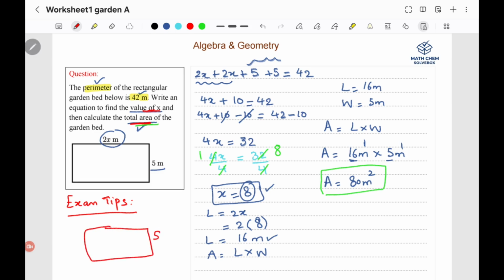So this is 5 meter, and now 2x is 2 times 8, which is 16 meter, 16 meter, 5 meter. And tip number 2 is, in the final answer, check the units. Here the answer is 80 meter square, and this is the unit for area. So always mention the unit in the answer.